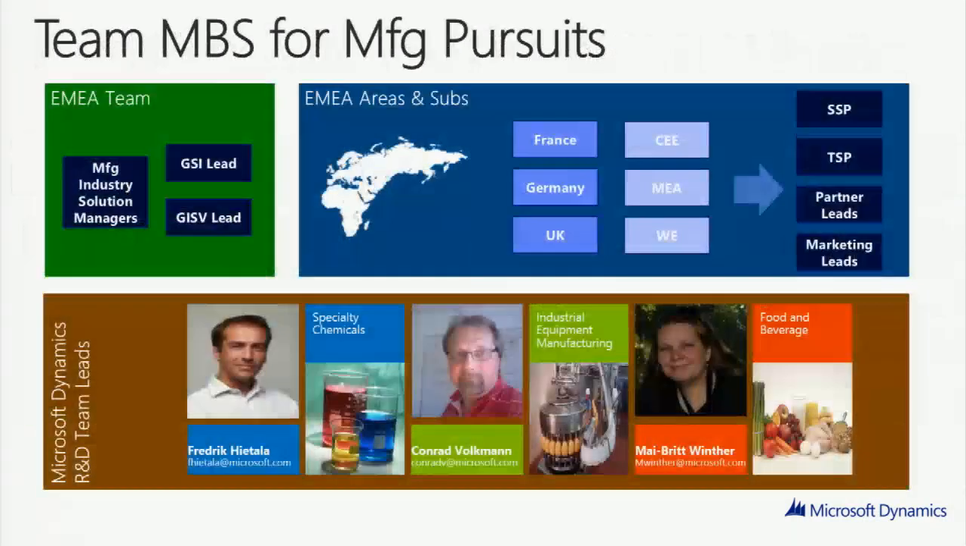From a team standpoint, our pursuit team looks like this. In EMEA, in my team, we're bringing about industry solution managers. So in my team, we will have focus managers focusing on automotive, industrial equipment, chemicals, etc. And then we also have GSI leads and GISV leads who cut across industry. They will work with multiple of our partners and then bring us the sales leads.